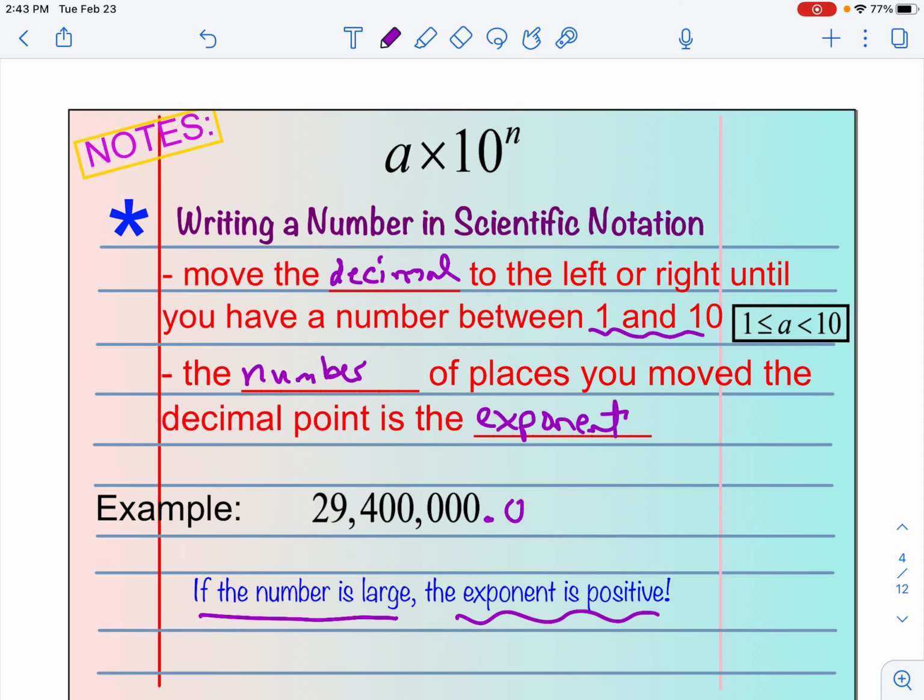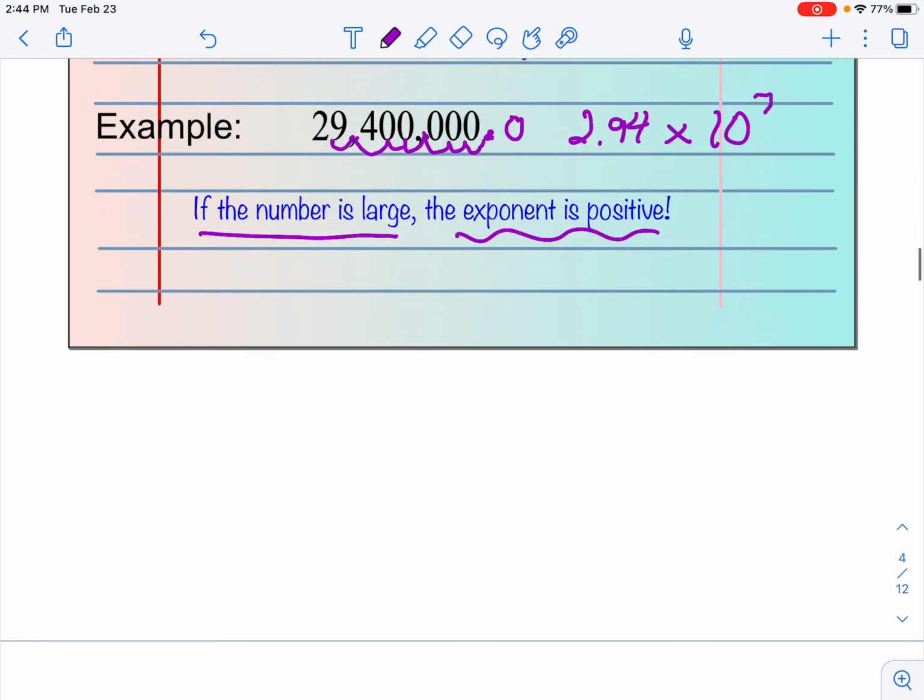So what we do is right now the decimal point is right here. So it's 0.0. So I have to move the decimal point over 1, 2, 3, 4, 5, 6. Right now that gives me 29.4. That's not a number between 1 and 10. So I need to move it one more place, which gives me I moved it over 7 places. So then the number part, the a, is 2.94 times 10 to a power. Remember, the number of places that I moved the decimal point over is the exponent. You make it a positive exponent, it's a really big number, or a negative exponent if it was a really small number.